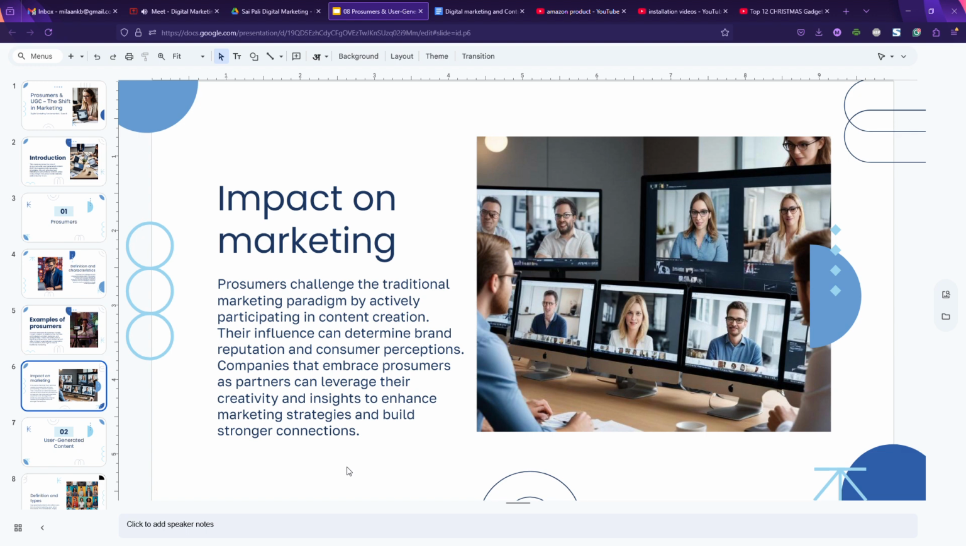The impact on marketing of prosumers is sort of like a challenge to the marketers. Businesses have other options apart from hiring digital marketing agencies as well. We are talking about marketing from a business's perspective. If you own a business, then instead of employing a digital marketing agency or a digital marketer, they can also work with prosumers who are already creating content for them and already creating an impact, an increase in their sales.